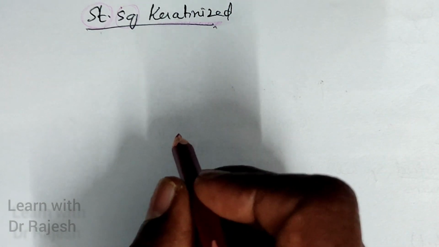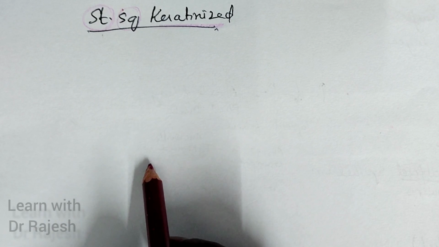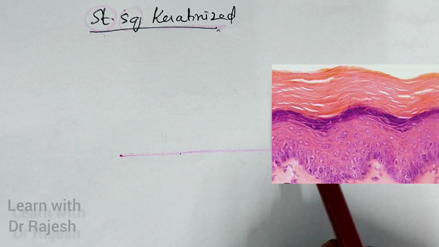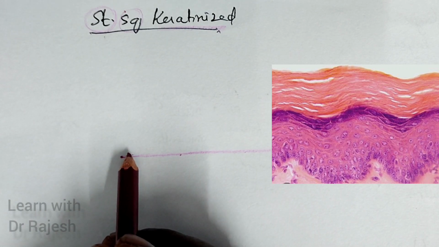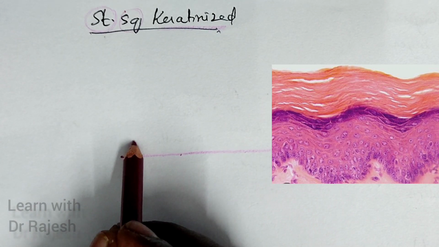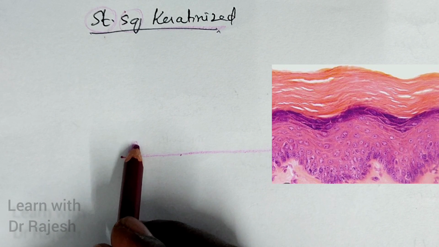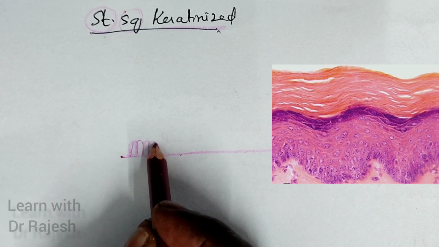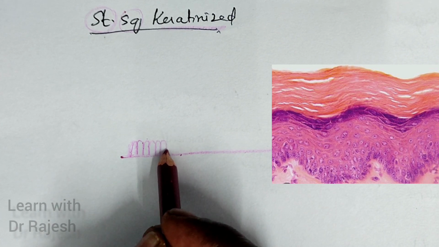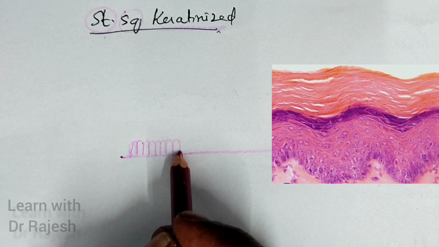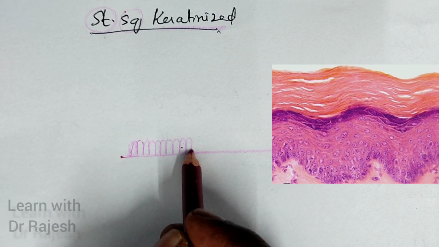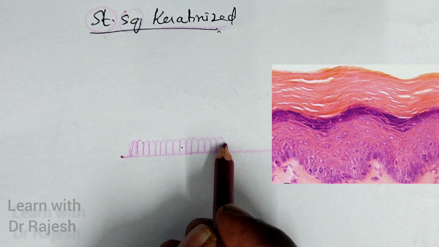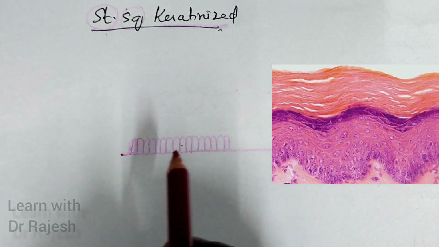So first, let us see how to draw stratified squamous epithelium. Draw the basement membrane first. Then on top of the basement membrane, draw the first layer of cells, that will be usually columnar or sometimes it may be cuboidal. So this is the first layer of cells. Like already we have drawn the simple epithelium. If you have not watched the video of how to draw the simple epithelium, just watch the previous video. So this is how we draw the columnar epithelium.